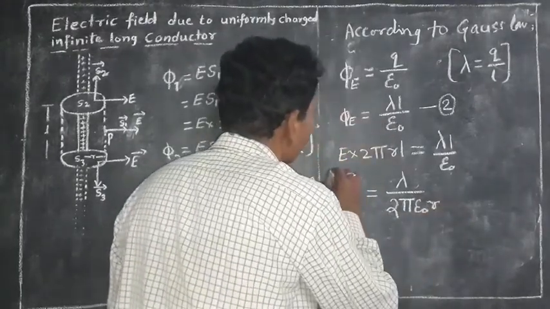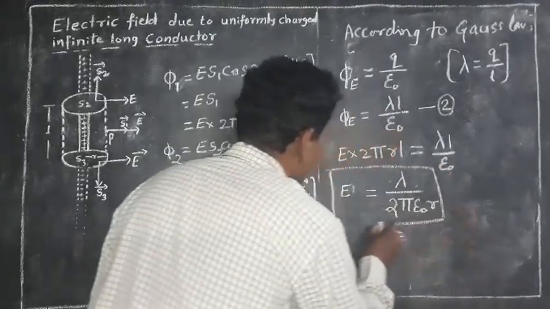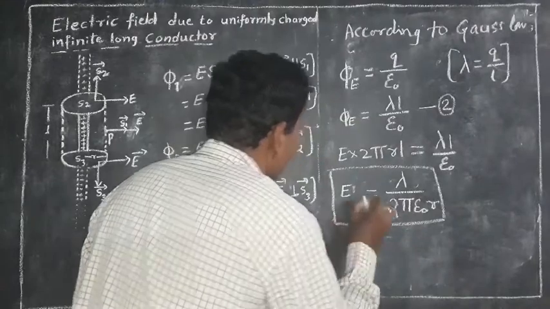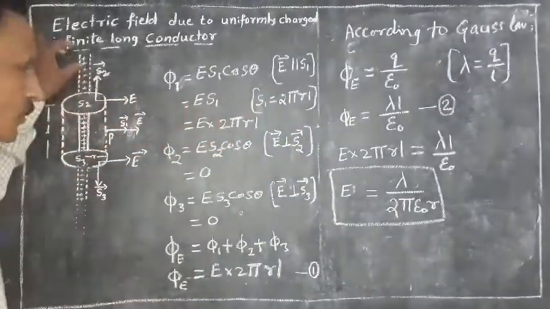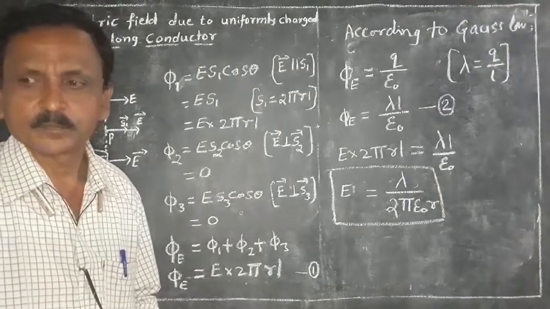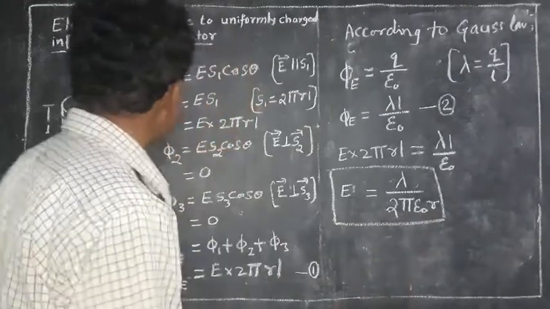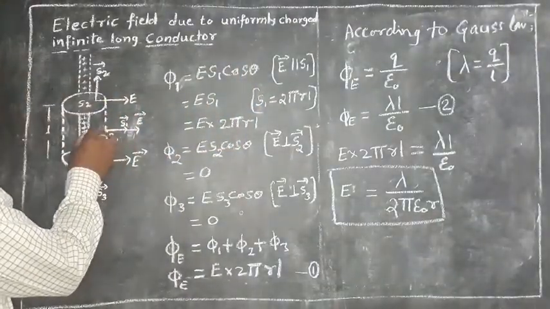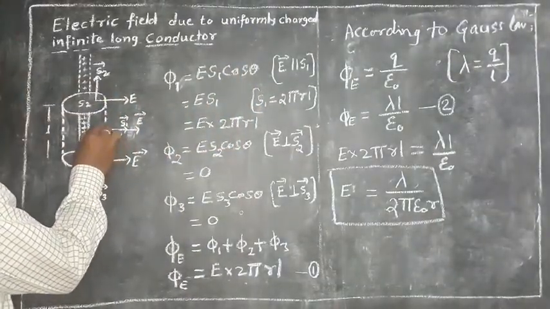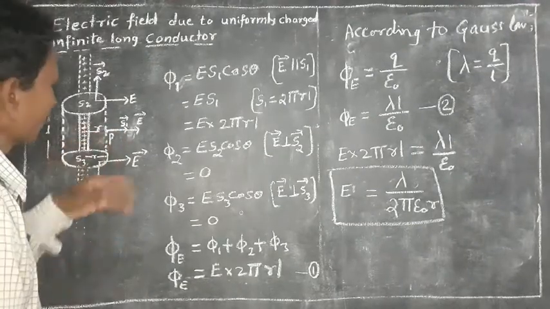This is the expression for the electric field due to a uniformly charged infinitely long conductor, where r is the distance of the point from the conductor, from the axis of the conductor.